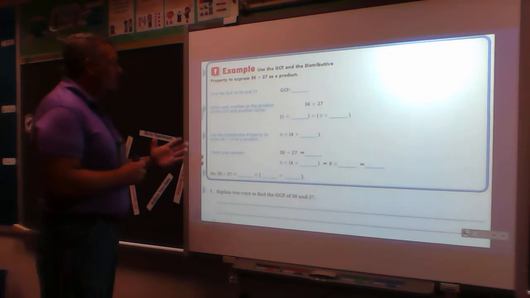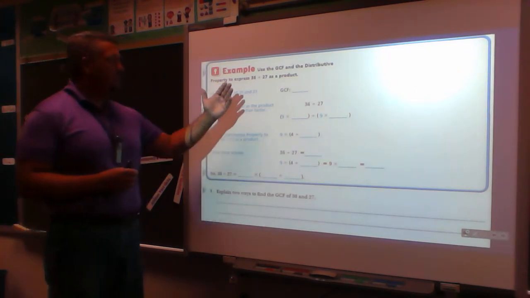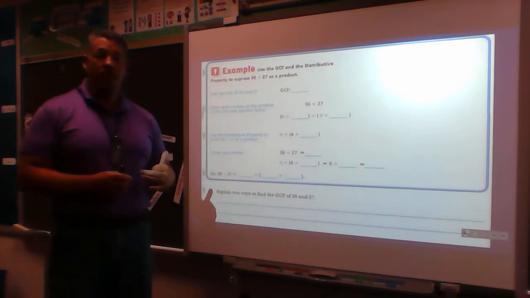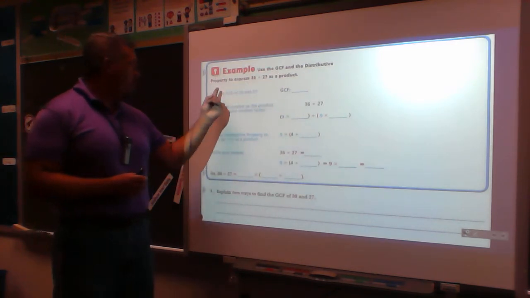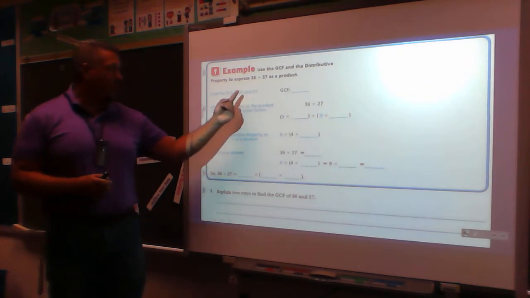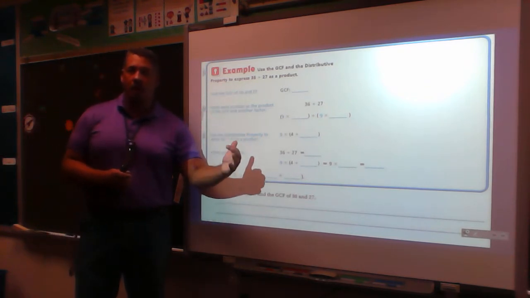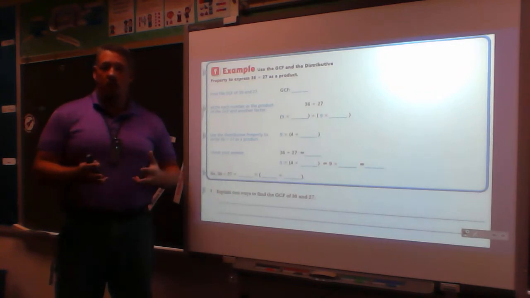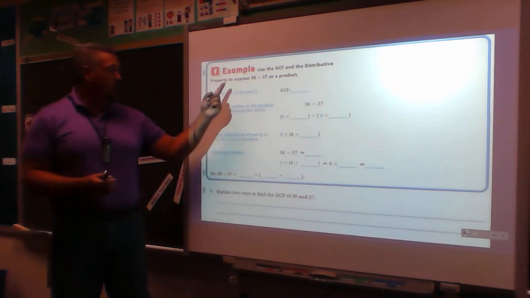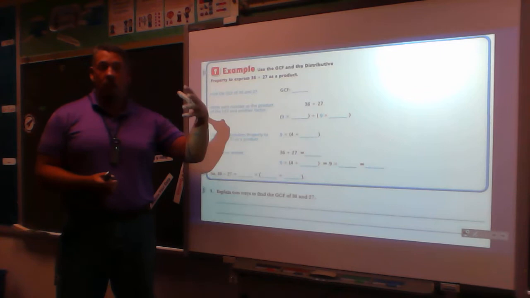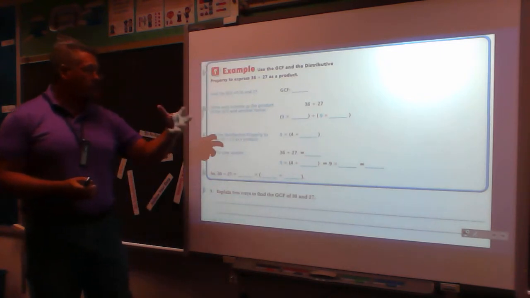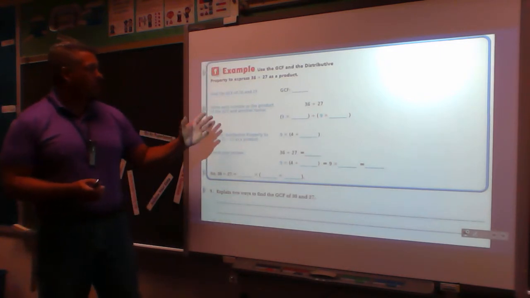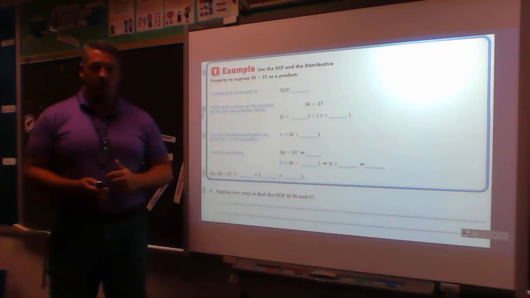All right, so when I look at this example, it says use the GCF, greatest common factor, and the distributive property to express 36 plus 27 as a product. So once again, showing a product with the distributive property is going back and using a greatest common factor to multiply by a set of parentheses.